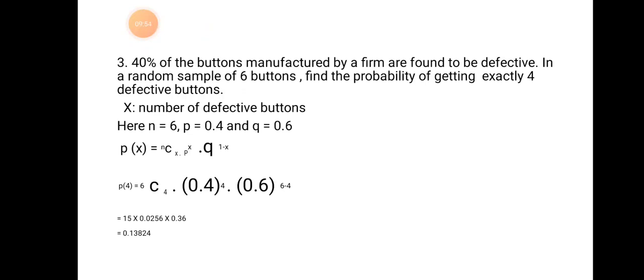equal to 6C4. So 6C4 means 6 factorial divided by 4 factorial into 6 minus 4 factorial. So you will get the value 15. For this 6C4 you will get 15 into 0.4 to the power 4 into 0.6 to the power 6 minus 4. So the final value, that is, out of these 6 buttons, what you take as the sample.